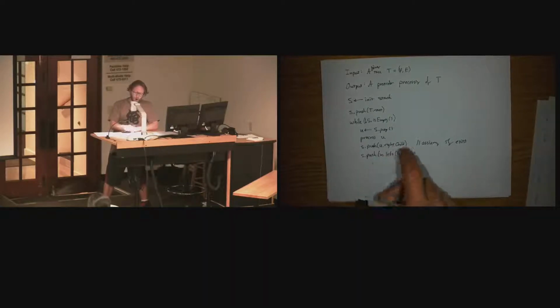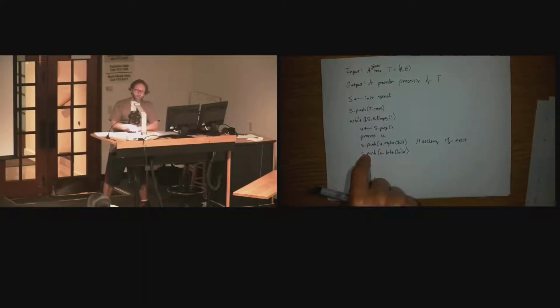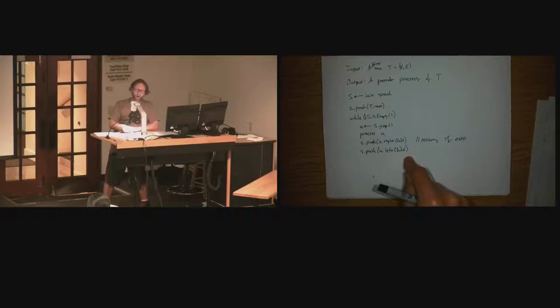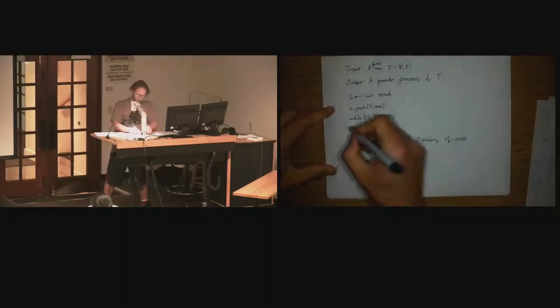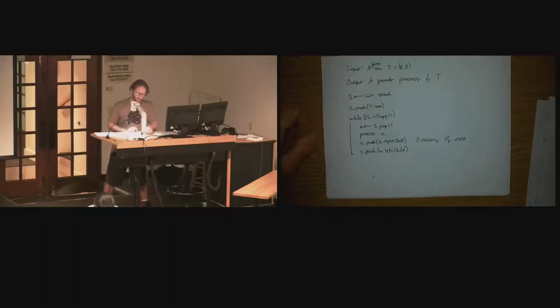If U has a right child, then push it. If U has a left child, then push it. Otherwise, don't do those things. Okay? There is a nice preorder traversal, stack-based, no more than 4 or 5 or 6 lines if you include all the initialization stuff. Okay? Now, why does this help us?